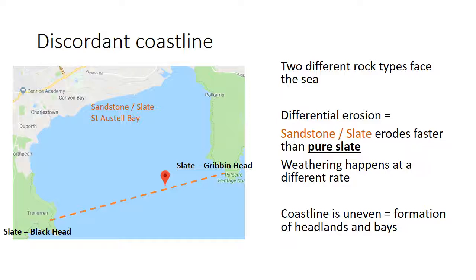However, because sandstone and slate erodes faster than pure slate that you find at Gribbenhead and Blackhead, that area has eroded far faster. In addition, weathering happens at a different rate. Sandstone is more susceptible to weathering on the basis that it's permeable, so water can get trapped within the pores of the rock and therefore lead to freeze-thaw weathering. As a result of this, you end up with an uneven coastline, where the sandstone and slate has eroded far faster, leaving your headlands of Blackhead and Gribbenhead sticking out into the sea, while the bay has been eroded far back into its modern day position. So on a discordant coastline, you're likely to see more coastal features, or certainly larger scale coastal features like headlands and bays.